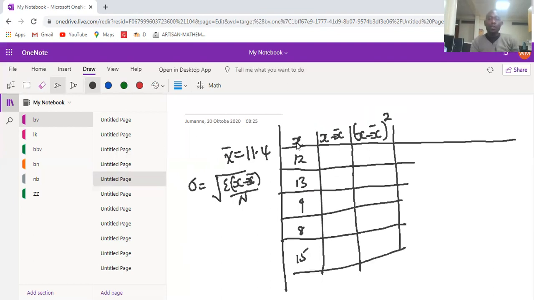For x minus x bar, you take each and every x and subtract the x bar, which is 11.4. So here we have 12 minus 11.4, which is 0.6. Then you square the value of x minus x bar, which gives 0.36. Then for 13, we take 13 minus 11.4.